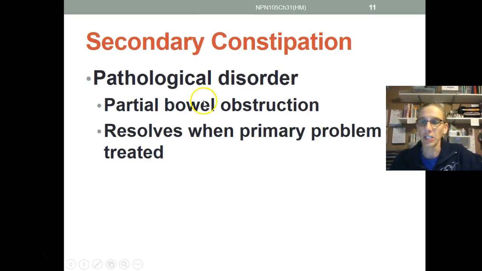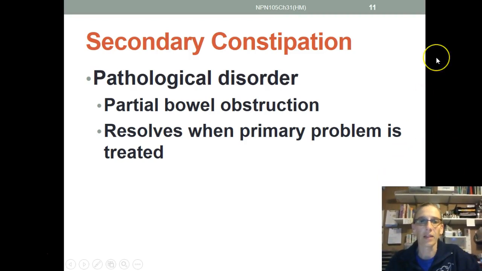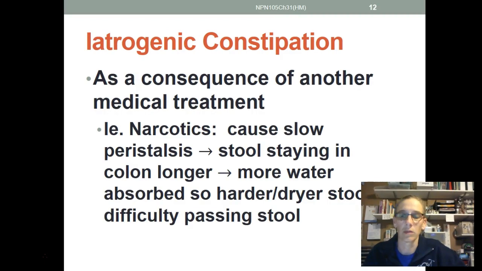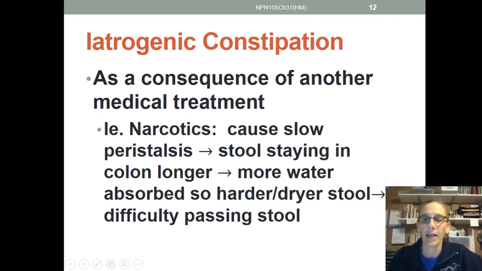All right, secondary constipation. Secondary is a pathological disorder. Could be from a partial bowel obstruction, and it will resolve when the primary problem is treated. So it's a secondary issue. You know, there's a primary issue that once we resolve the primary issue, the secondary constipation that goes with the issue will resolve. And then we have iatrogenic constipation. So iatrogenic is a consequence of another medical treatment, such as narcotics, which is a big one. So narcotics cause slow peristalsis, the stool stays in the colon longer, more water is absorbed, so you have harder, drier stool, and you have a lot of difficulty passing stool.